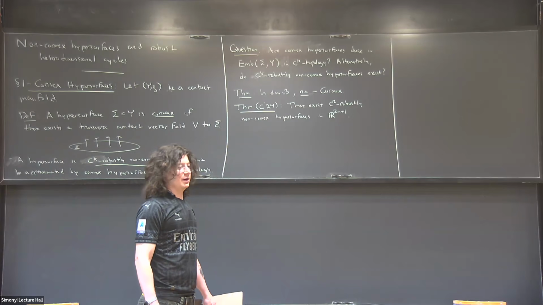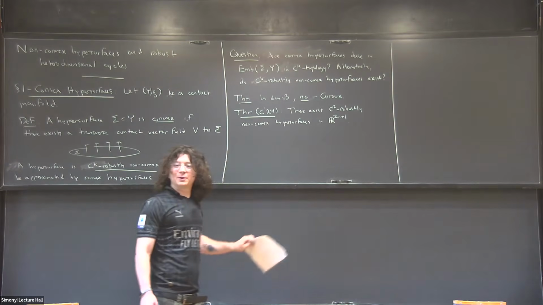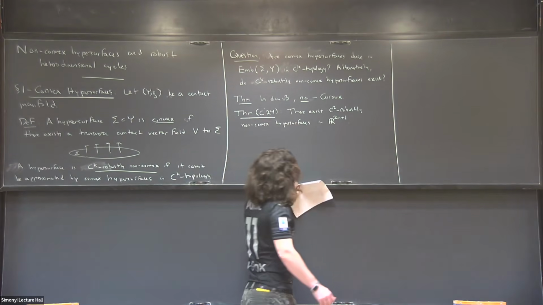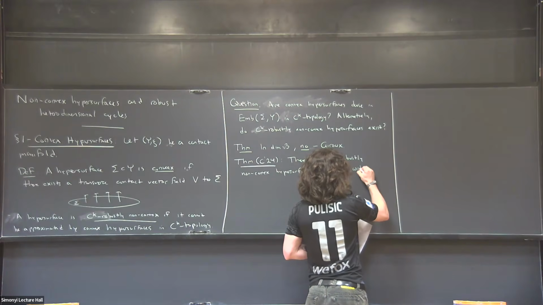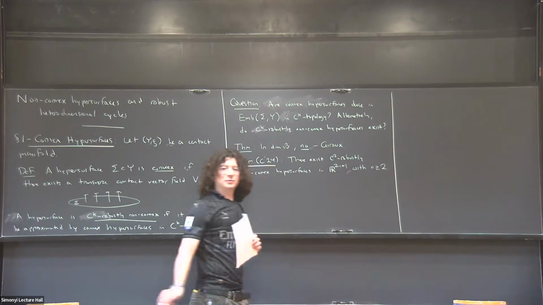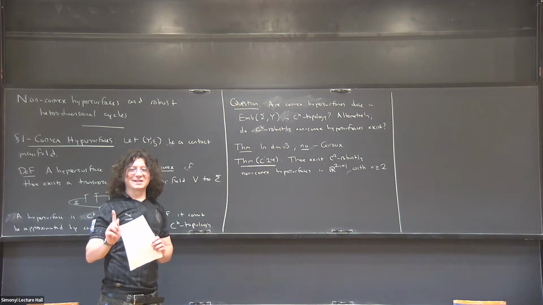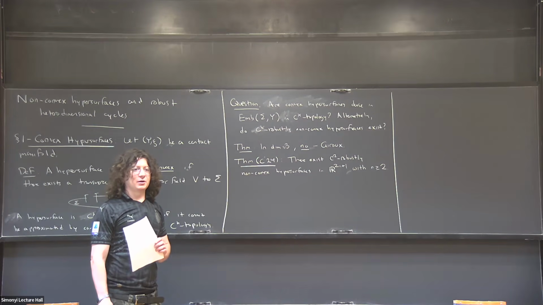What is n? Oh, n is the dimension here. Sorry, I should have said with n greater than or equal to 2. So in dimension 3, as I said, it's false. So it's specifically a dimension 5 and higher thing.